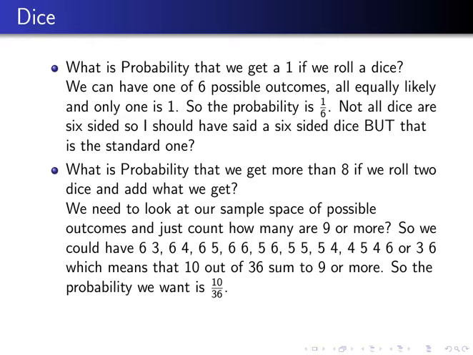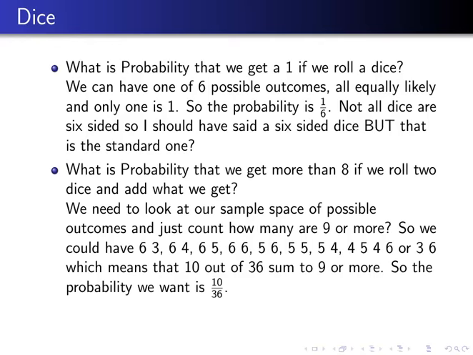If the first dice came out as 5, well, we could have 5,6; 5,5; or 5,4. That's 3 ways that we could get 9 or more. If the first one was a 4, we could have 4,5 or 4,6. And finally, we could have 3,6.